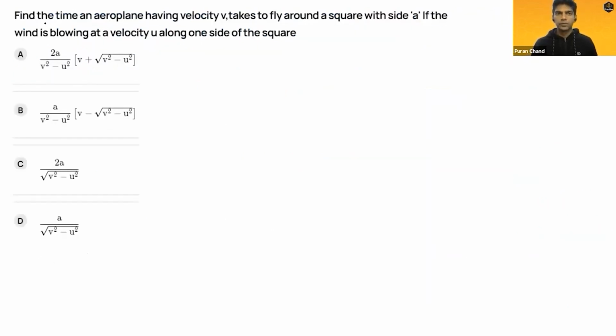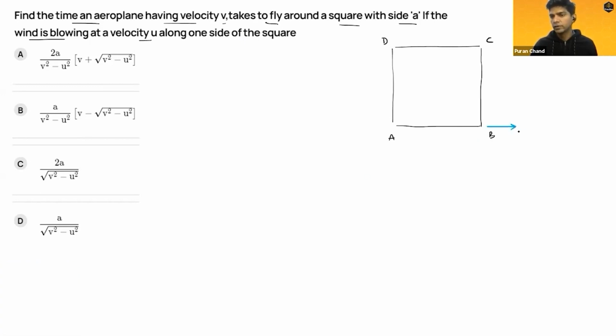Now let us see this question. The time an aeroplane having velocity v takes to fly around the square with side A if the wind is blowing at a speed u along one of the side. So here the question says we have a square path, let's say this is ABCD, and wind is blowing parallel to one of the edges. Let us say this is the direction of the flow of wind. Now we have to find the time taken by the plane to complete the perimeter, to fly along the perimeter.